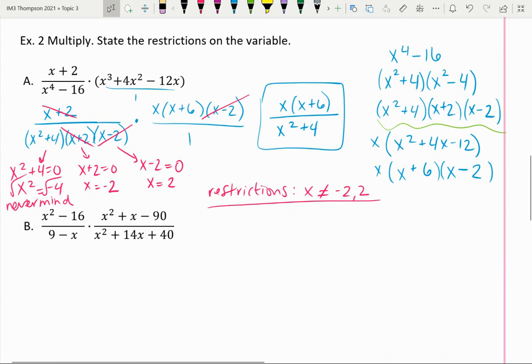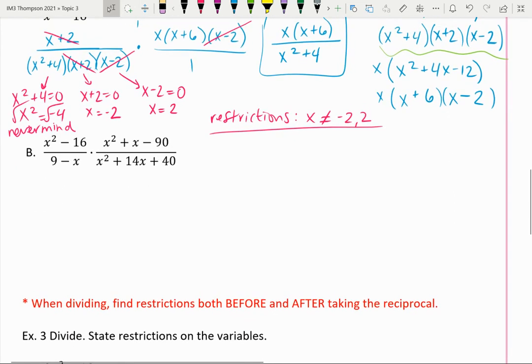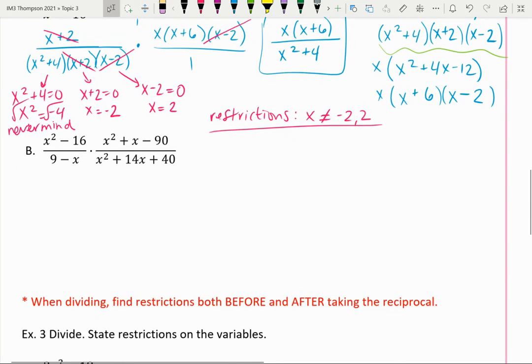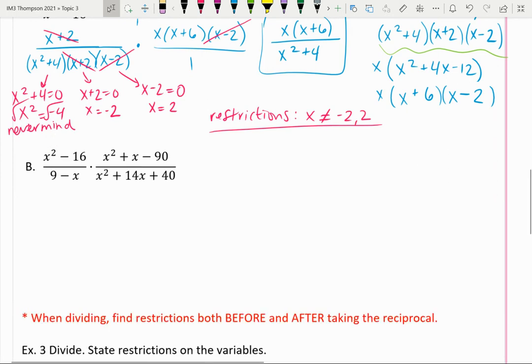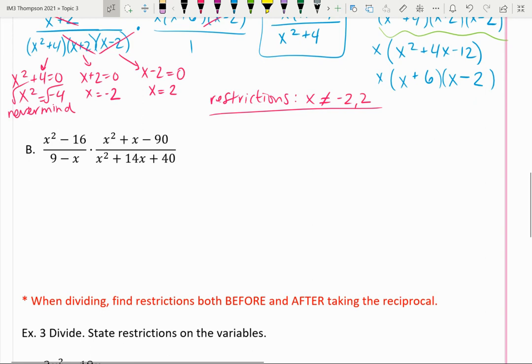So for problem B, we've got x squared minus 16 divided by 9 minus x, times x squared plus x minus 90 divided by x squared plus 14x plus 40. Make that a little higher so you can see it. And the part that I want to give you some direction on is this bottom part right here, which looks a little different.